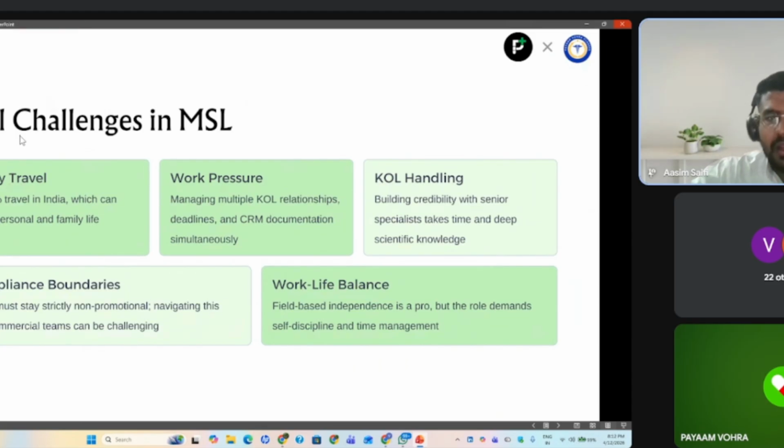Compliance boundaries: MSLs must stay strictly non-promotional, navigating this because they are very restricted to non-promotional content. It should be clinical information, not promotional information. Work-life balance: field-based independence is a pro, but the role demands self-discipline and time management.